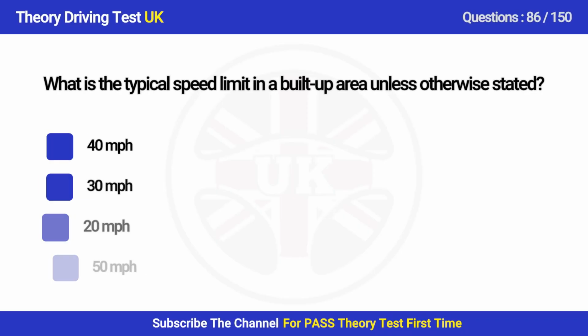Question 86. What is the typical speed limit in a built-up area unless otherwise stated? A. 40, B. 30, C. 20, D. 50.